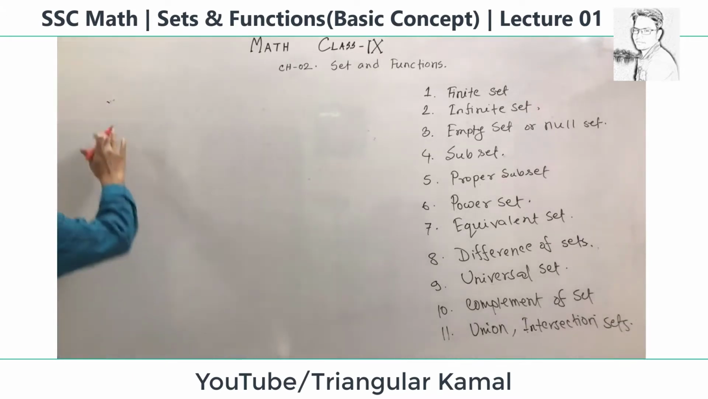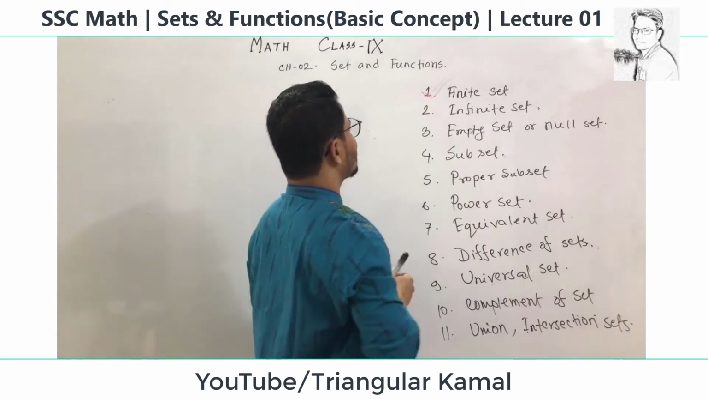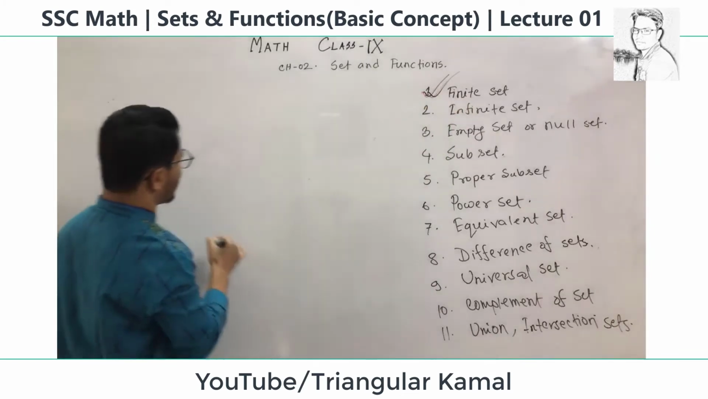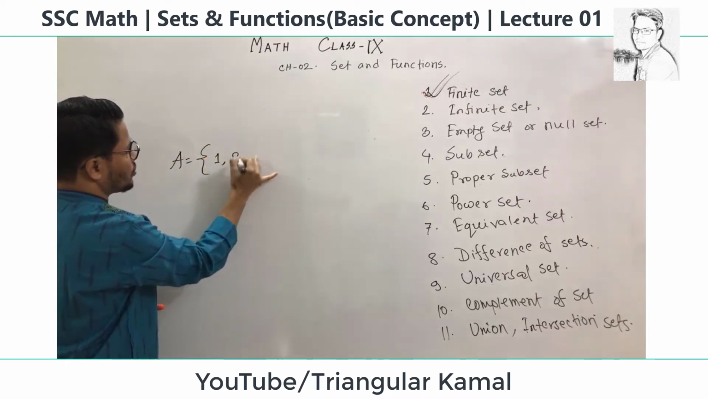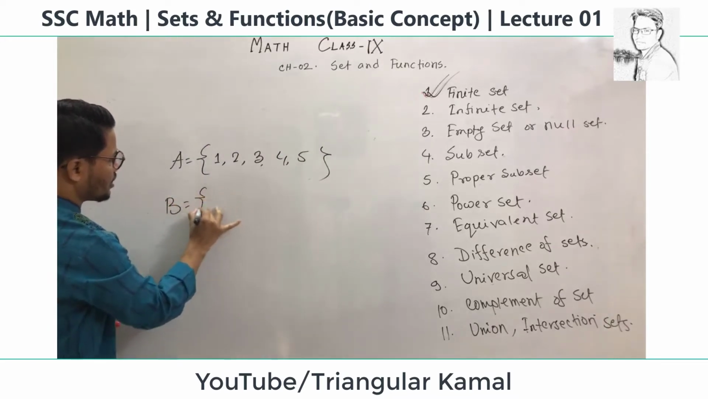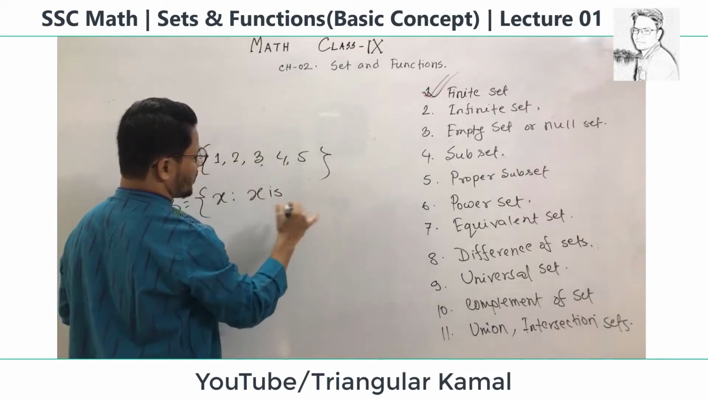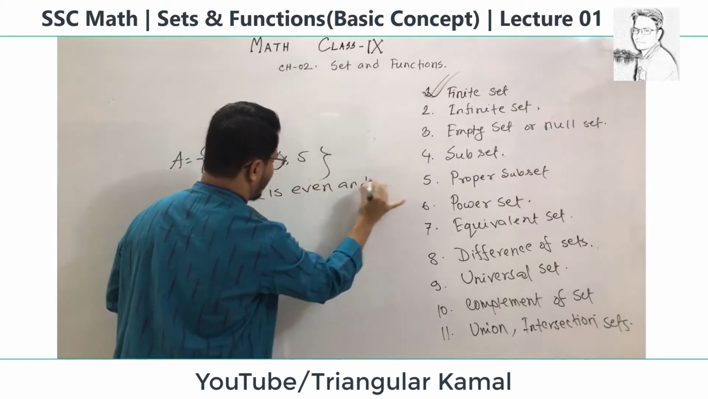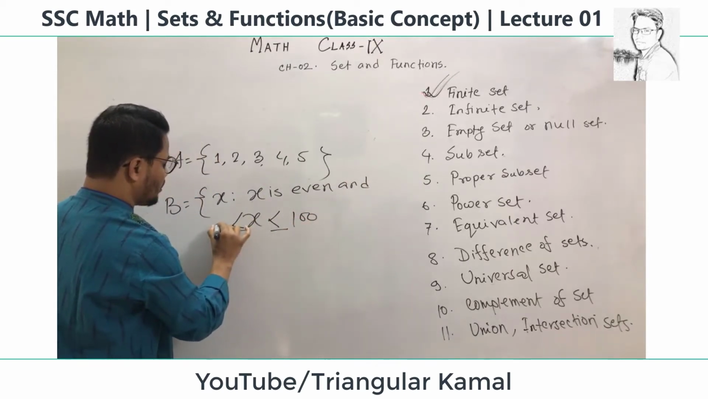The finite set. First of all, a set is finite if we can count the number of its elements. Here A is a set whose elements are 1, 2, 3, 4, 5, and B is another set, like X is even and X is smaller than 100 and greater than or equal to 2.